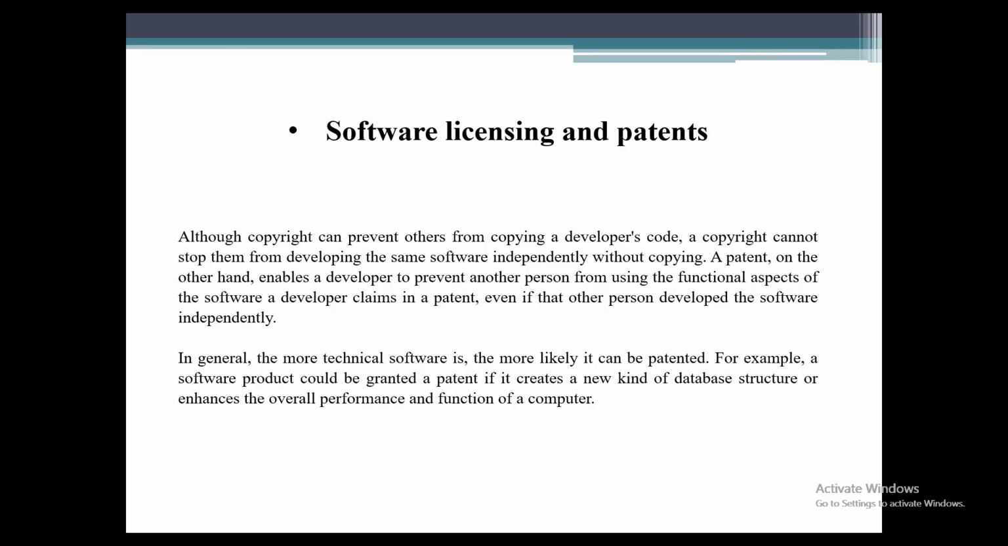In general, the more technical software is, the more likely it can be patented. For example, a software product could be granted a patent if it creates a new kind of database structure or enhances the overall performance and function of a computer.